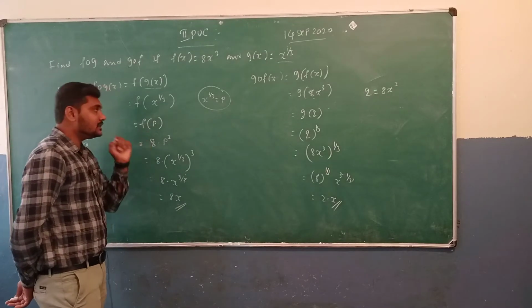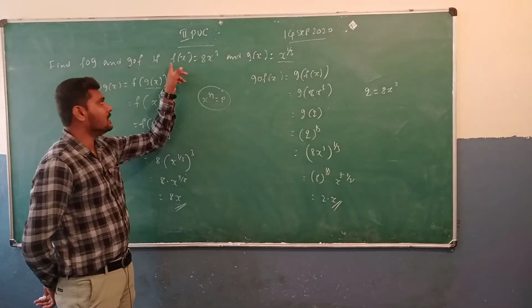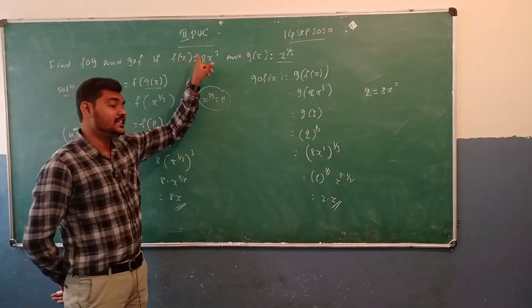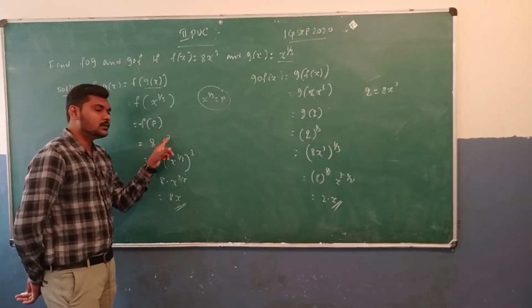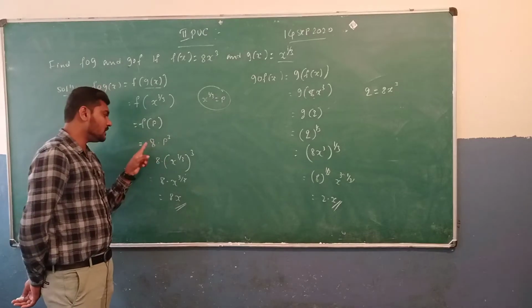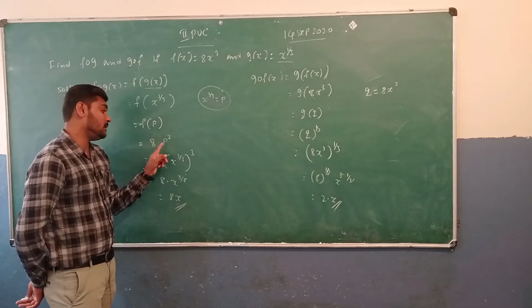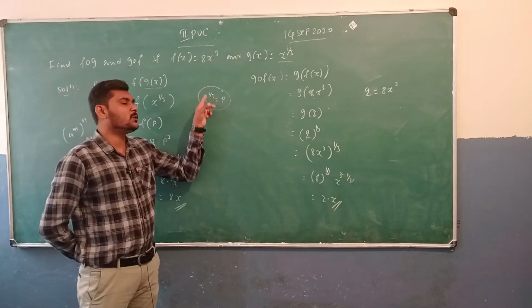If they have given f of x is equal to 8 into x to the power 3, then here it's going to be 8 into p cube, because in the place of x this time I substituted the value of p. So then it's going to be 8 into p to the power 3. So then what is going to be the p? P is nothing but x to the power 1 by 3.